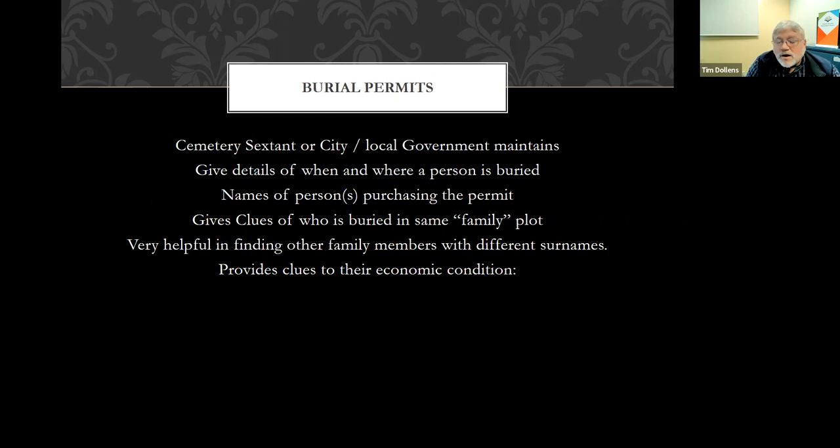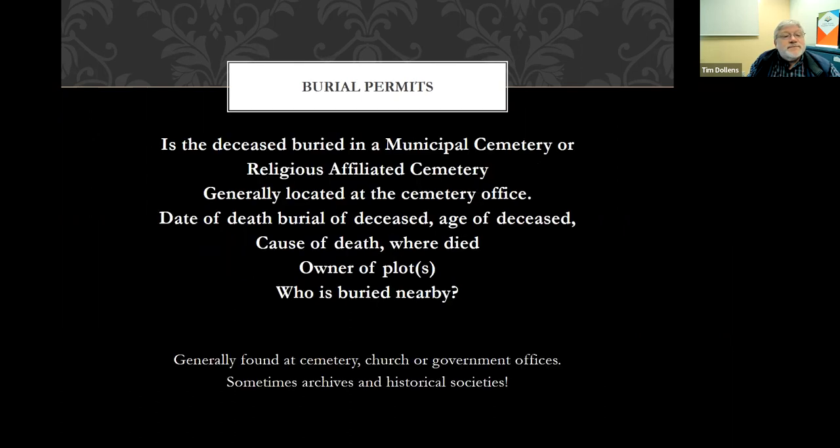Again, the other thing about burial permits is that a lot of times it provides clues to their economic condition, because you know, are they buried in the pauper section of the cemetery? Do they have a stone? Did they have just a basic stone, or did they buy some big beautiful stone that's just a big, immaculate stone? So again, follow the money, and this stuff does help understand the economic condition of your family. And so a lot of times you're going to end up getting the religious affiliation, because you'll see clergy's names.